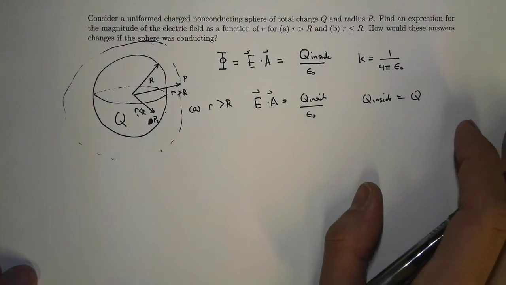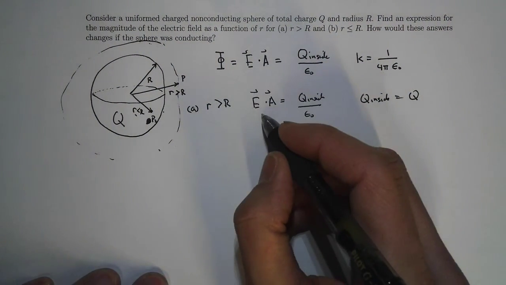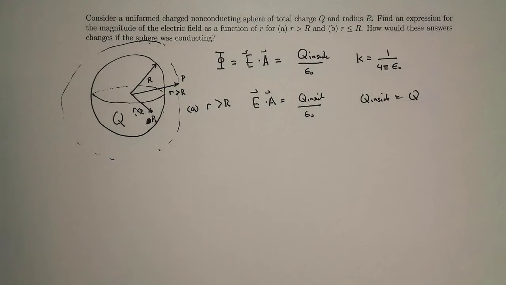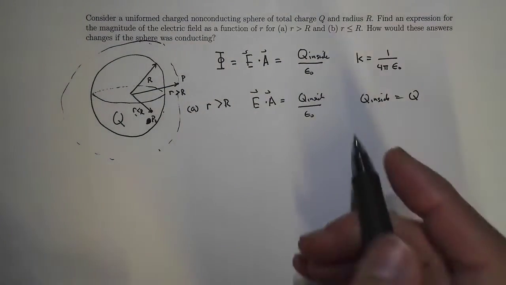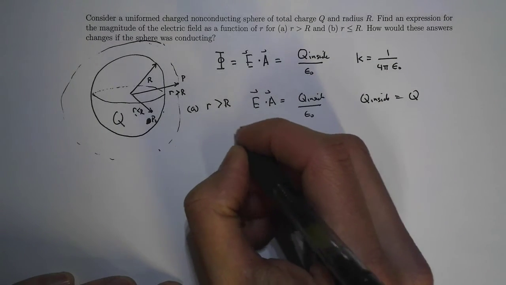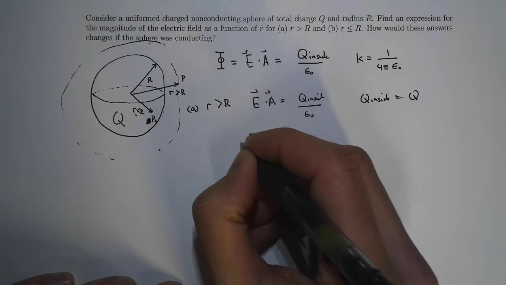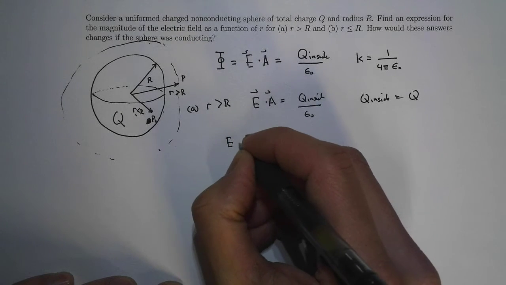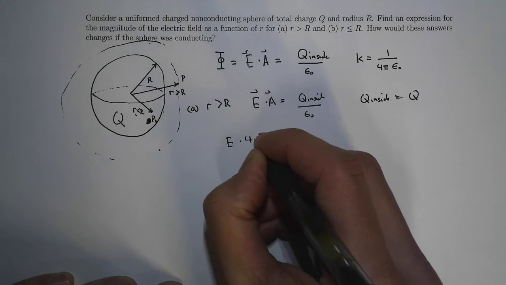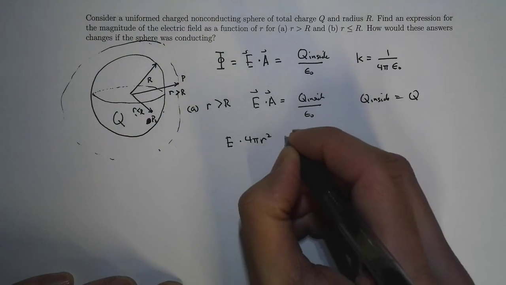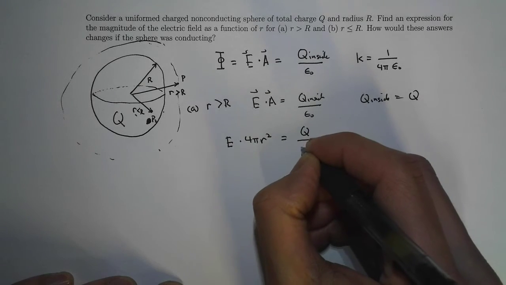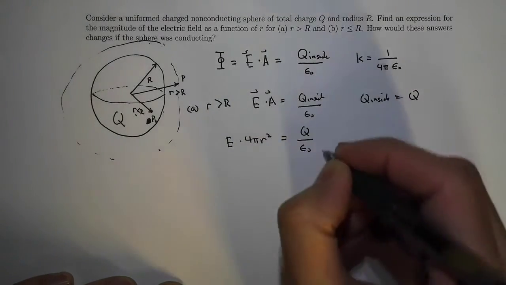So let's go ahead and do it. I know E is more or less the same direction everywhere. It's pointing outward. So this becomes simply the electric field times 4 pi r squared, which is equal to Q inside, which is Q, over epsilon naught.